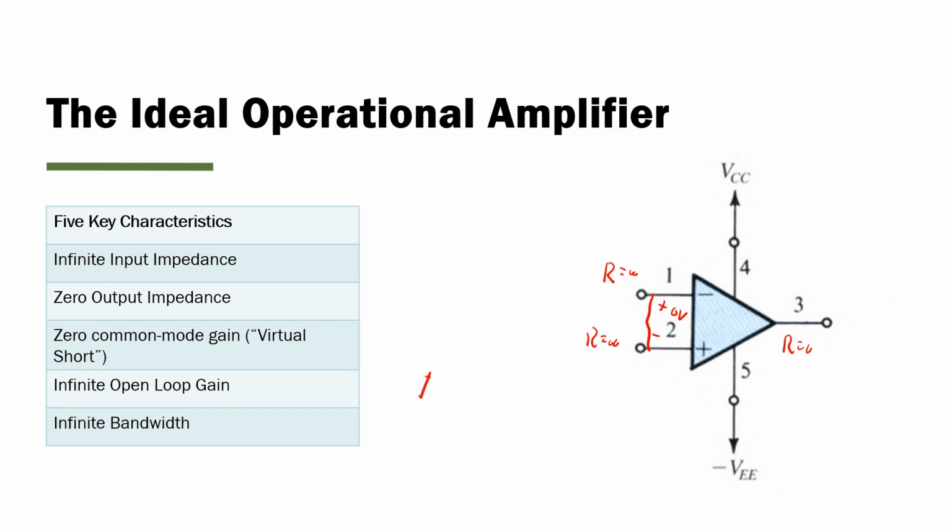Now we also have infinite open loop gain and infinite bandwidth. This will probably be the least important for this lecture, but it just means that in the frequency domain, this operational amplifier produces the same signal no matter what frequency we're operating at. Let's get into some more equations.